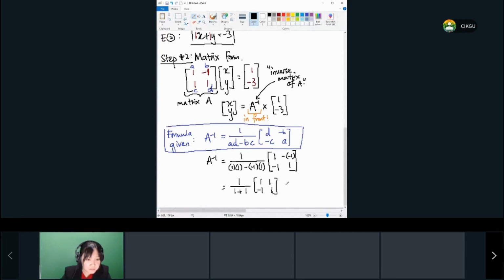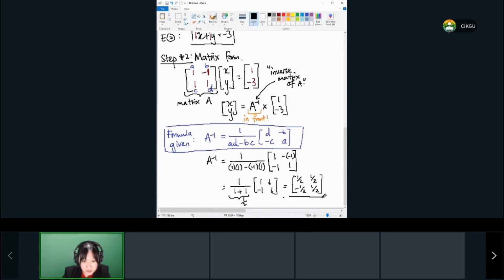So I think you will get 1 over 2. So 1 over 2 multiplied by this whole matrix. That means the 1 over 2 is multiplying every single component in the matrix. Half multiplied by 1, you get half. This one also, half multiplied by 1, you get half. This one, half multiplied by negative 1, negative half. Half multiplied by 1 here, so you get half. Done. Guys, I hope you get this.